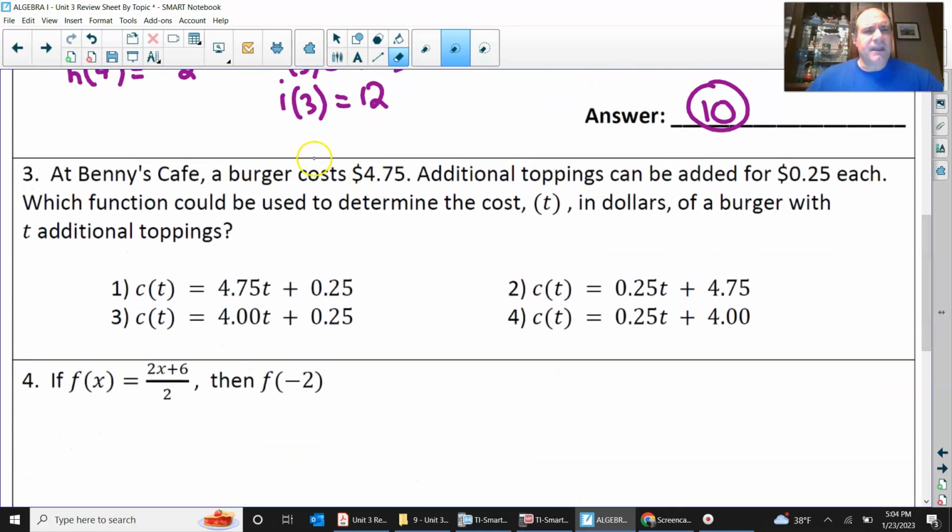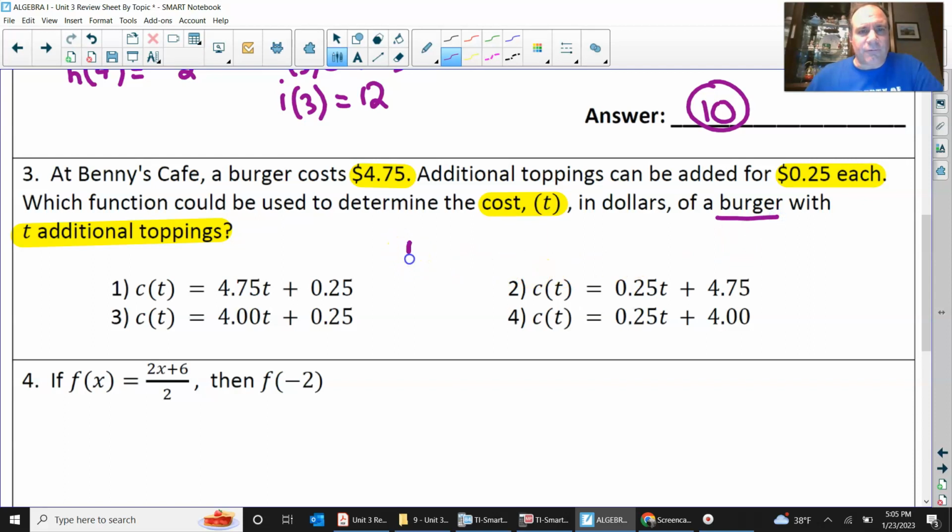All right, at Benny's Cafe, a burger costs $4.75. Additional toppings can be added for 25 cents each. Which function can be used to determine the cost, C in dollars, of a burger with T additional toppings? So let's talk about this. The burger costs $4.75. Additional toppings, we don't know how many toppings we're going to get. So we're just going to buy one burger.